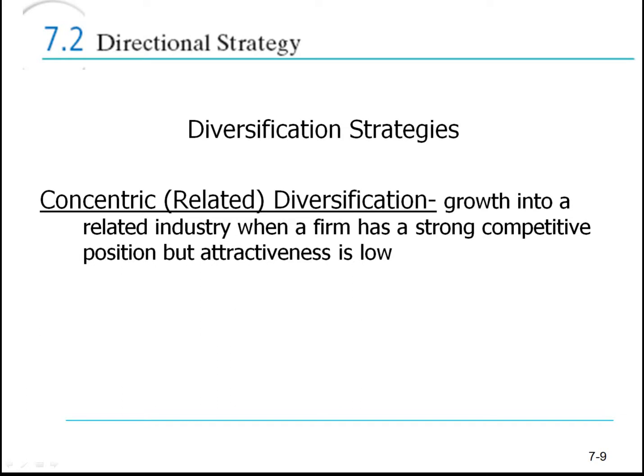This is what we call concentric diversification, where you're growing, but you're growing into a similar type of business. You're growing horizontally, but you're going into a similar type of business. When you grow horizontally, but you enter into a different kind of business, that's called conglomerate diversification. Let me give you an example.